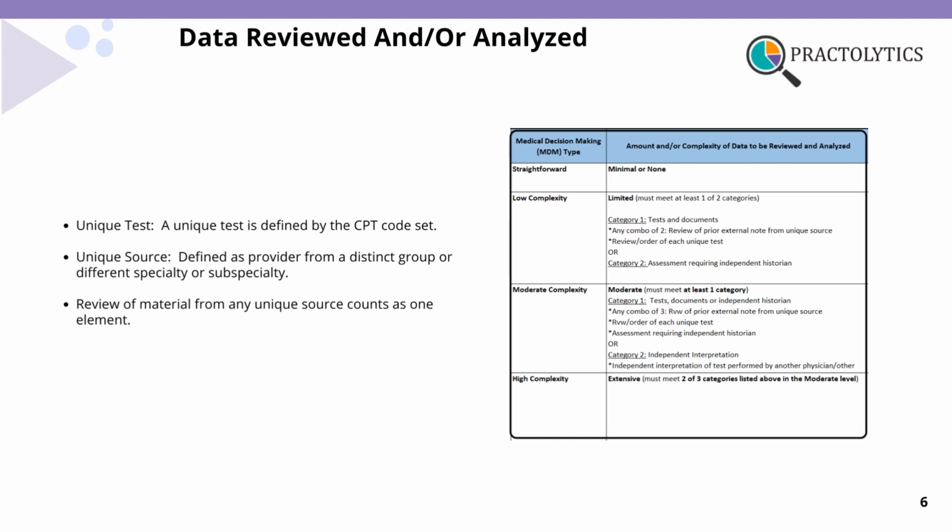Another example could be a CBC with differential, right? This CBC with differential would actually incorporate the set of hemoglobin, CBC without differential, and platelet count.